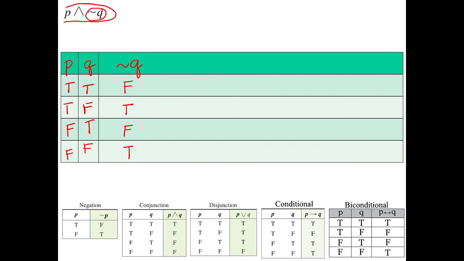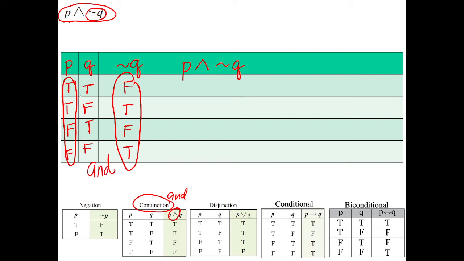Oh, the whole thing now. P and not Q. So take note, I am using and, conjunction, this symbol. So, comparing this column and this column using and, true and false is what? False. False. True and false. True and true, true. False and false, false. True and false, false.